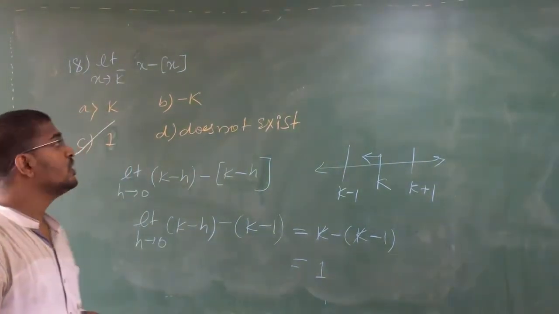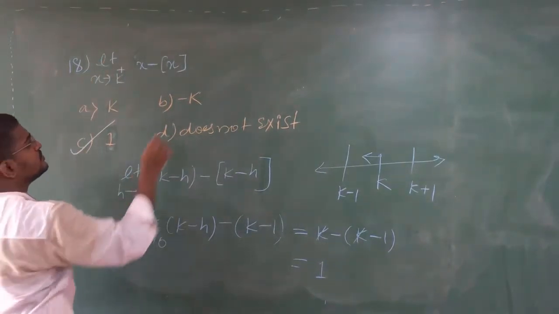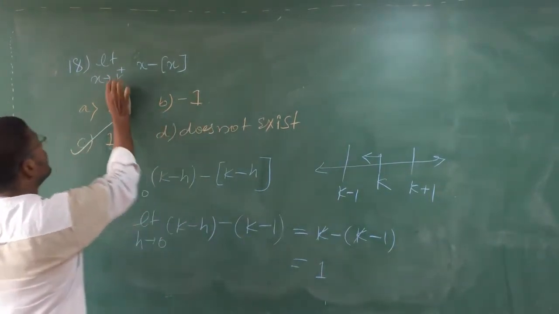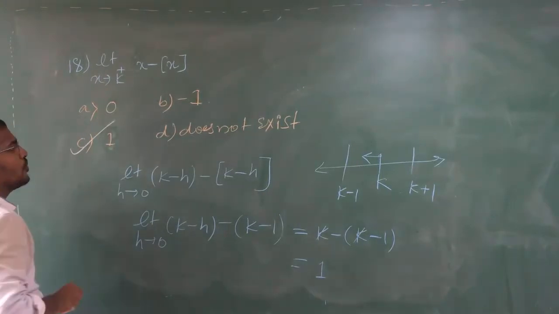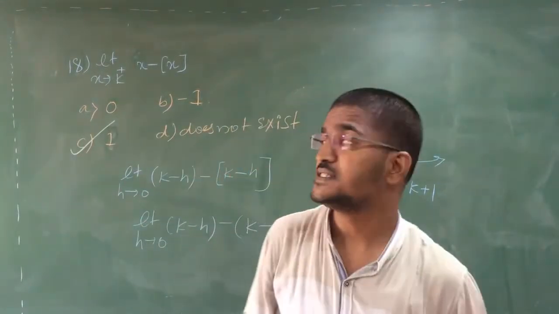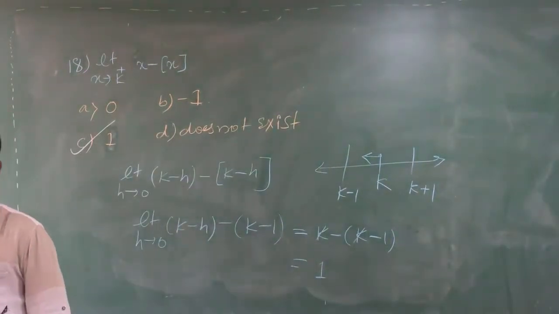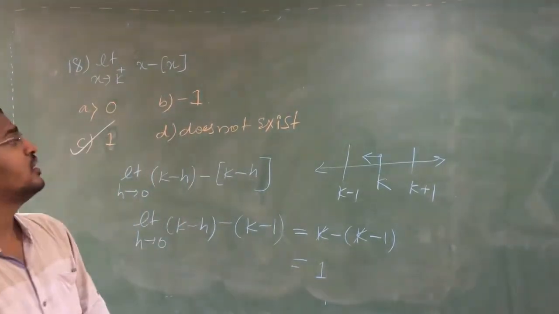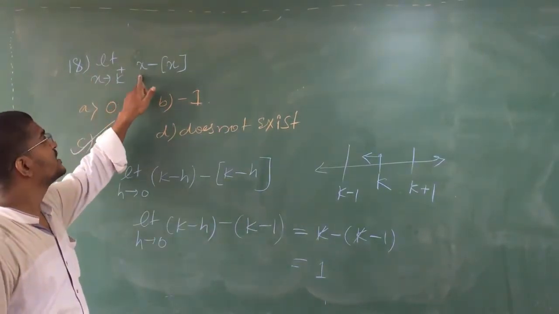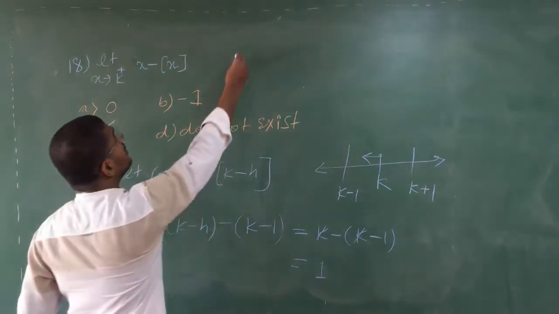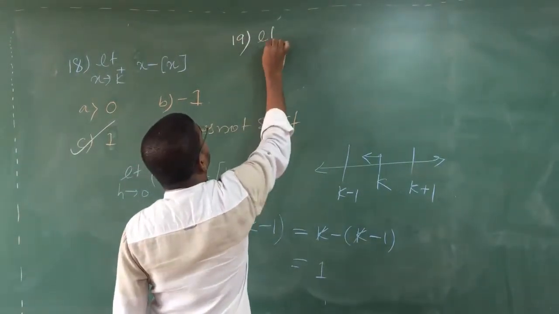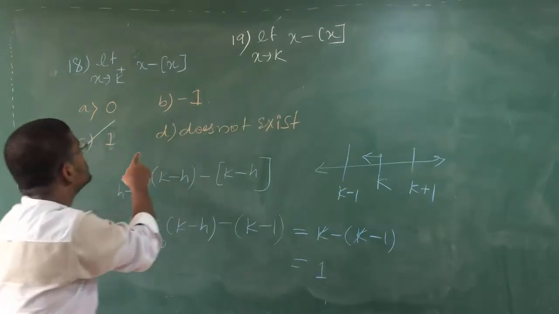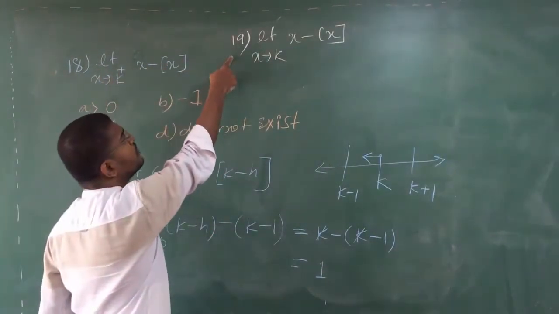Let us move to the 18th problem. In this 18th problem, I will take the options as k plus, this as minus 1, this as 0, and option D is does not exist. Problem number 18: limit x tending to k plus of x minus greatest integer of x. Again, problem number 19: limit x tending to k of x minus greatest integer of x. Same options. Try problem number 18 and problem number 19.